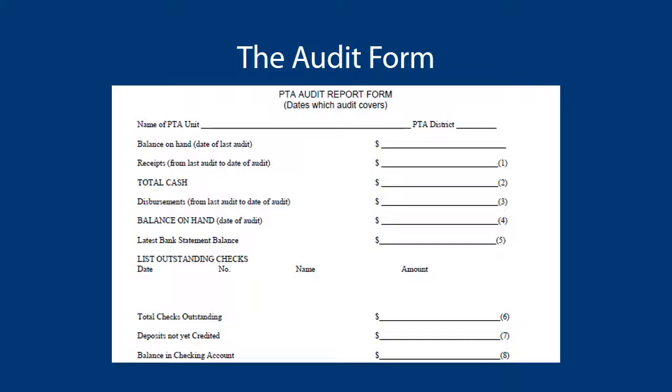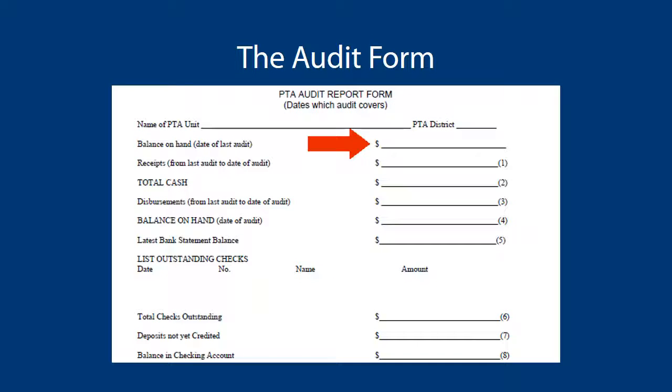Here is the top of the audit report form. It contains the entries that the audit committee will fill out as they perform the audit. Let's step through them. At the top, you need to specify the dates that the audit covers. In most cases, these would be the date of the most recent audit and the date that this audit is being performed. The dates could also be the starting and ending date of your PTA's fiscal year if you are doing an annual audit.